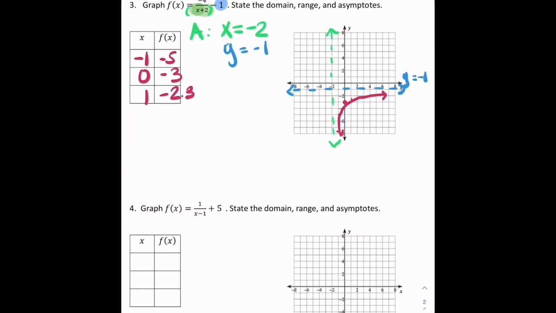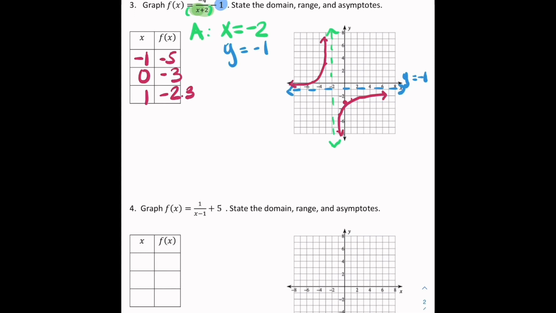So let's go back and plot those. (-3, 3). We have (-4, 1). And we had (-5, -0.3). And we're going to go ahead and connect. And remember, it's going to get super close to those asymptotes.